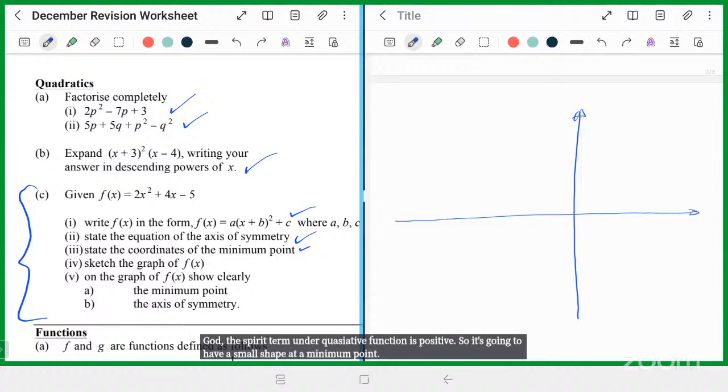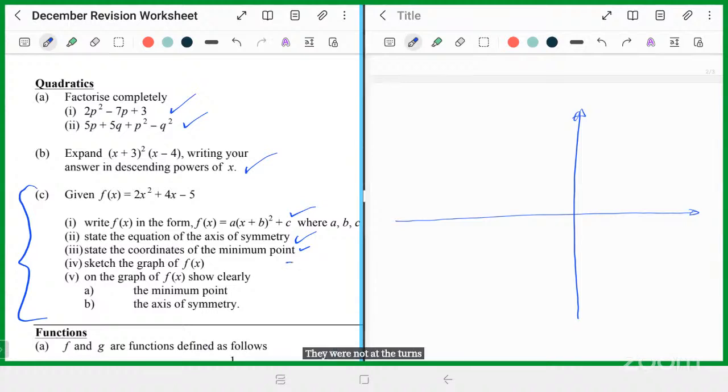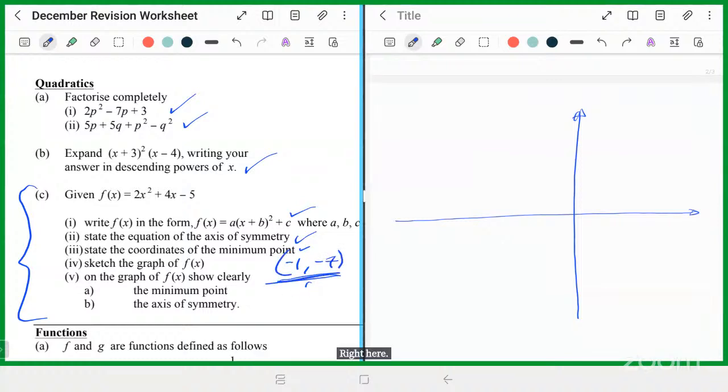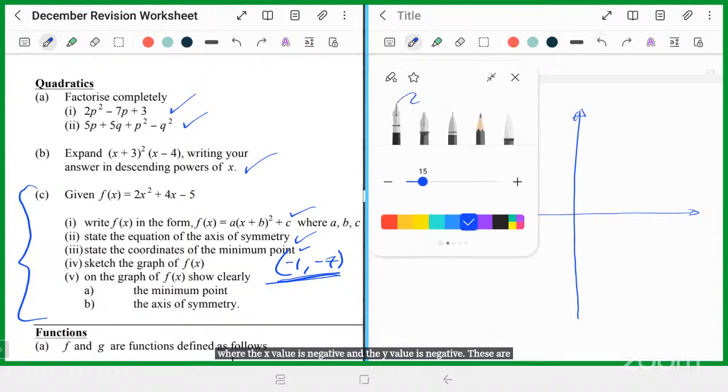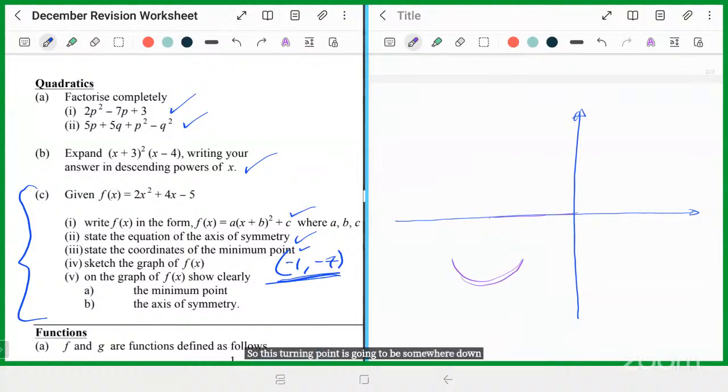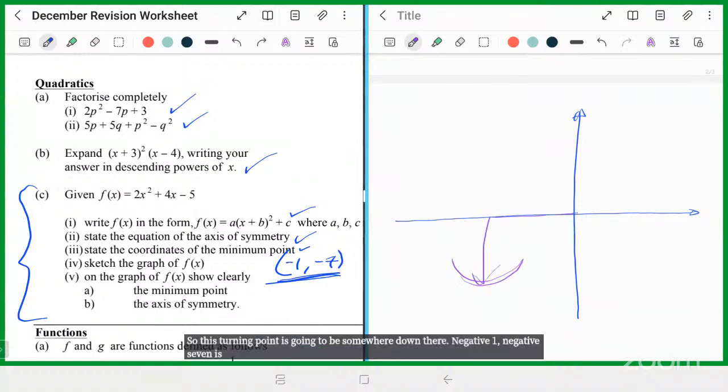Then we know that it turns at this minimum point. It was -1, -7, a turning point right here. So where would this point be? This point would be somewhere in this quadrant where the x value is negative and the y value is negative. So -1, -7 is going to be somewhere down here. So we know that it turns somewhere down here.